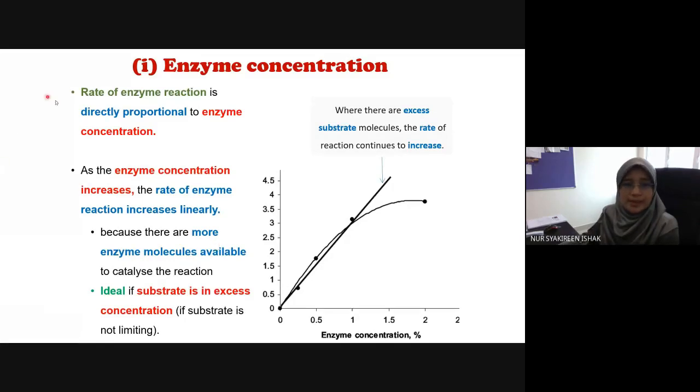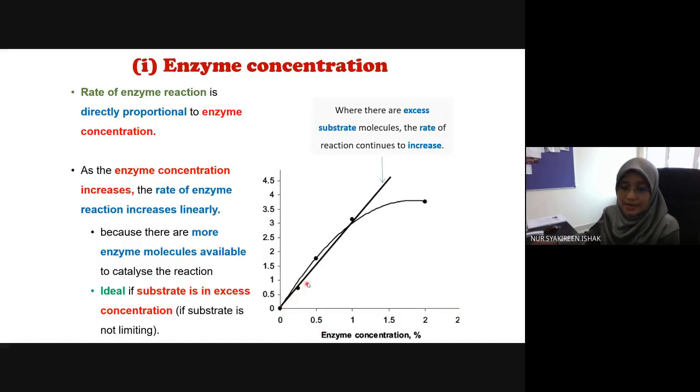The first point here says the rate of enzyme reaction is directly proportional to the enzyme concentration. So here you have a graph. The y-axis is the rate of reaction, and the x-axis is the enzyme concentration in percentage. The straight graph here can only be produced if you keep on adding enzyme to the reaction, so the enzyme concentration increases as the reaction progresses.